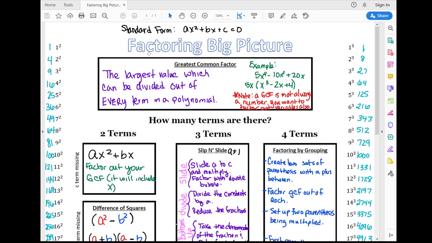The first thing I'd like to point out to you is the standard form, which is written here across the top of the big picture. If ever we go to factor, we have to have our expression written in this standard form, where the exponents are counting down.